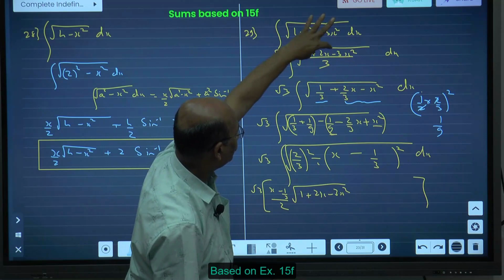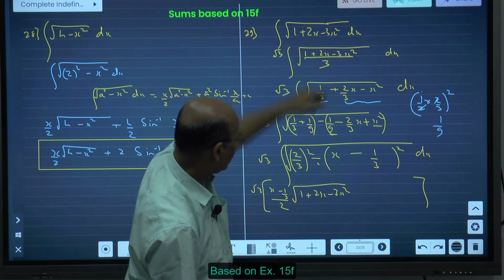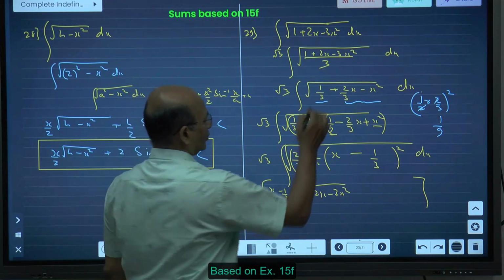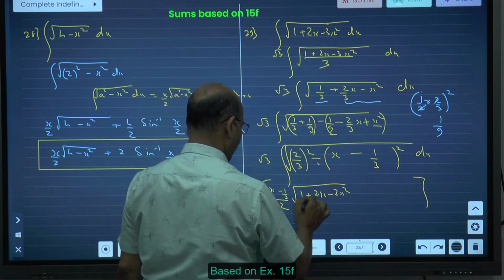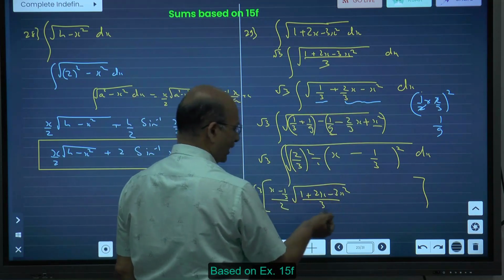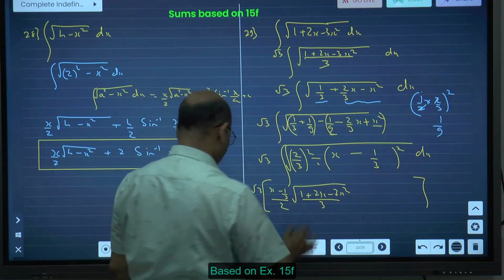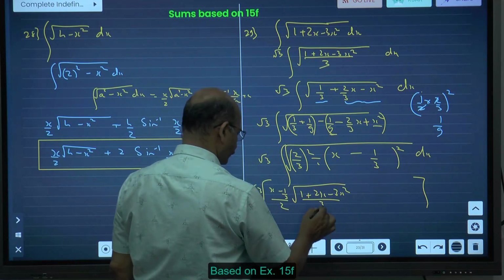If you open up, I think you can write, because that 3 will go up. If you want, you can do that part. So 1 plus 2x minus 3x square, say, upon 3. I don't want to write that because in the end the constant merges with the constant. So I am not doing that for now.